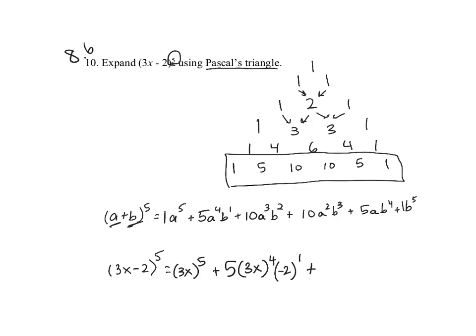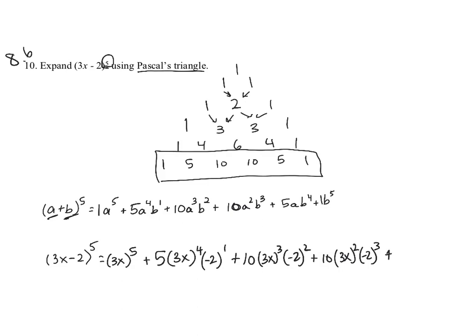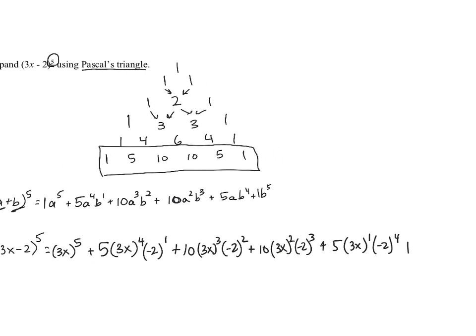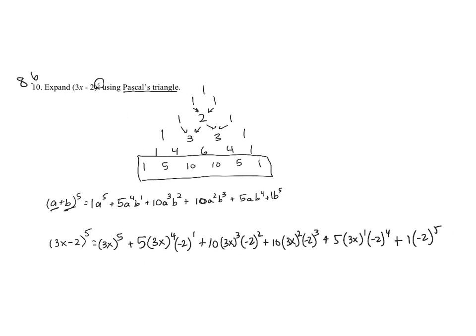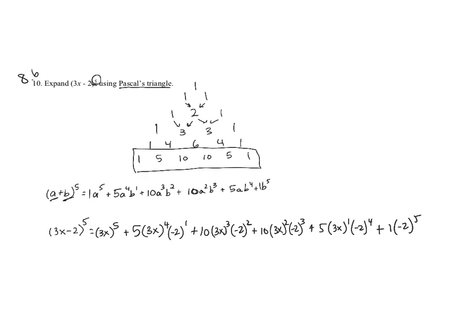And then you move on to the next term, which has a coefficient of 10. And then instead of a cubed, it's 3x cubed and then negative 2 squared. And then you move on to this term, so that's going to be 10 and then 3x squared and then negative 2 cubed. And you move on to that term, which is 5 coefficient, and then 3x to the 1st power and then negative 2 to the 4th power. Finally, you have 1 times negative 2 to the 5th power. And then you go through each term and simplify as best you can.